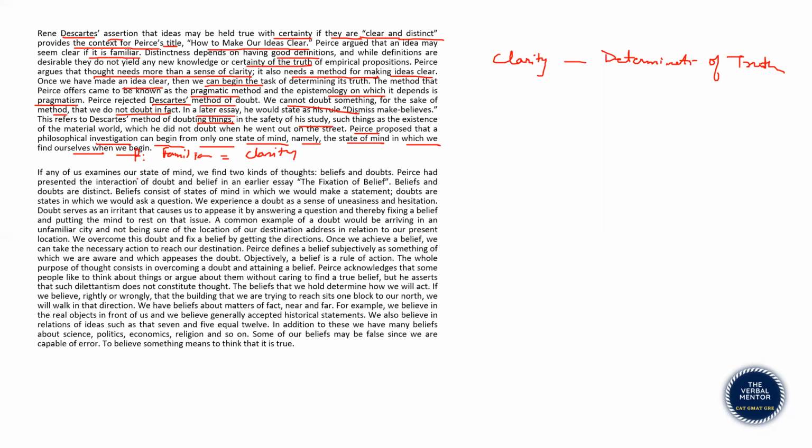Okay, if any of us examines our state of mind, we find two kinds of thought, beliefs and doubts. He had presented the interaction of doubt and belief in an earlier essay, The Fixation of Belief. Beliefs and doubts are distinct. Beliefs consist of states of mind in which we would make a statement. Doubts are states in which we would ask a question. We experience a doubt as a sense of uneasiness and hesitation. Doubt serves as an irritant that causes us to appease it by answering a question and thereby fixing a belief and putting the mind to rest on that issue. Okay. So Peirce says doubts.